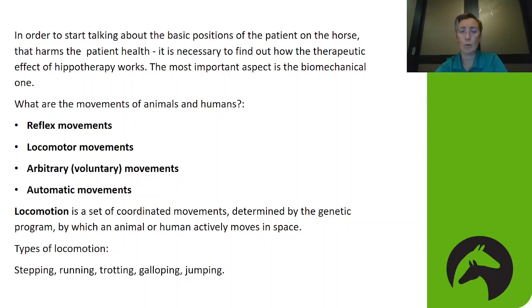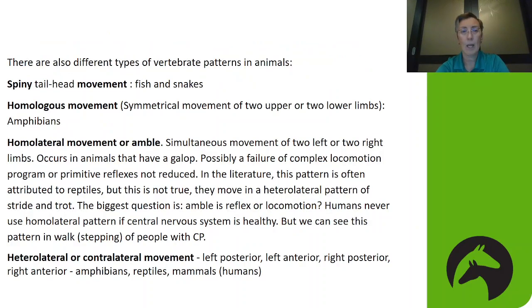more about locomotion. Locomotion is a set of coordinated movements determined by the genetic program by which an animal or human actively moves in space. There are some types of locomotion: stepping, I mean walk, running, trotting, galloping, jumping. There are also different types of vertebrate patterns in animals.